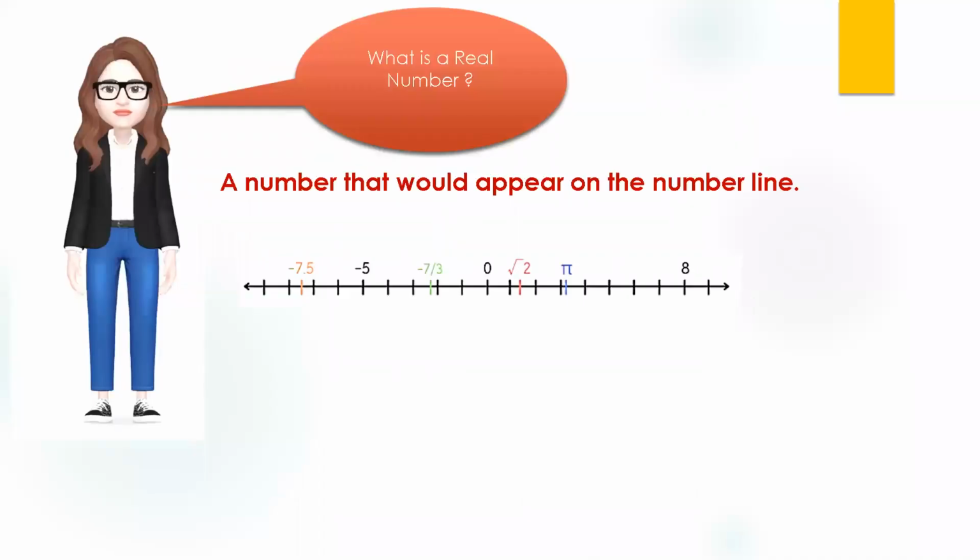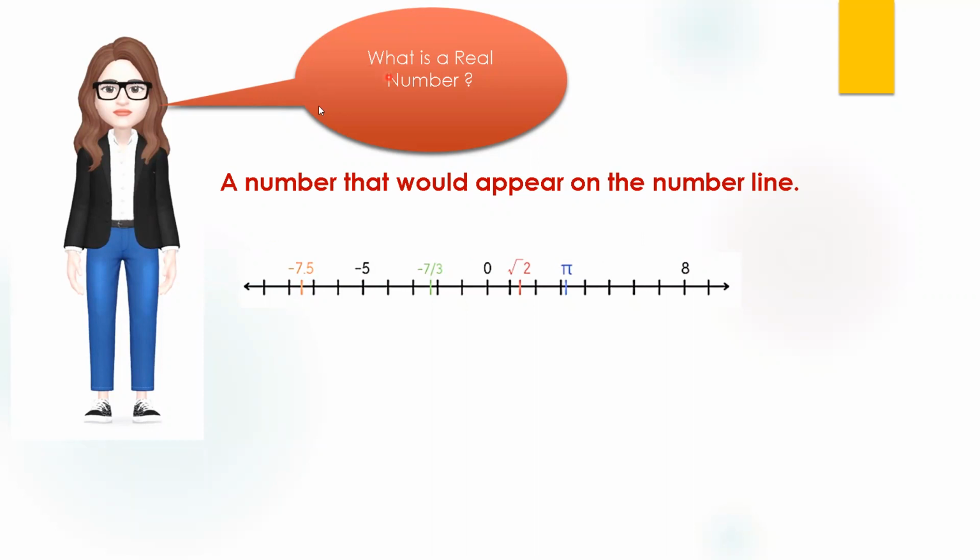So what is a real number? A real number is any number that appears on the number line, such as here, as you see, we have a number line. Any number on the number line is a real number, such as negative 7.5, negative 5, negative 7/3, 0, square root of 2, pi, and 8. All of these numbers are real numbers.